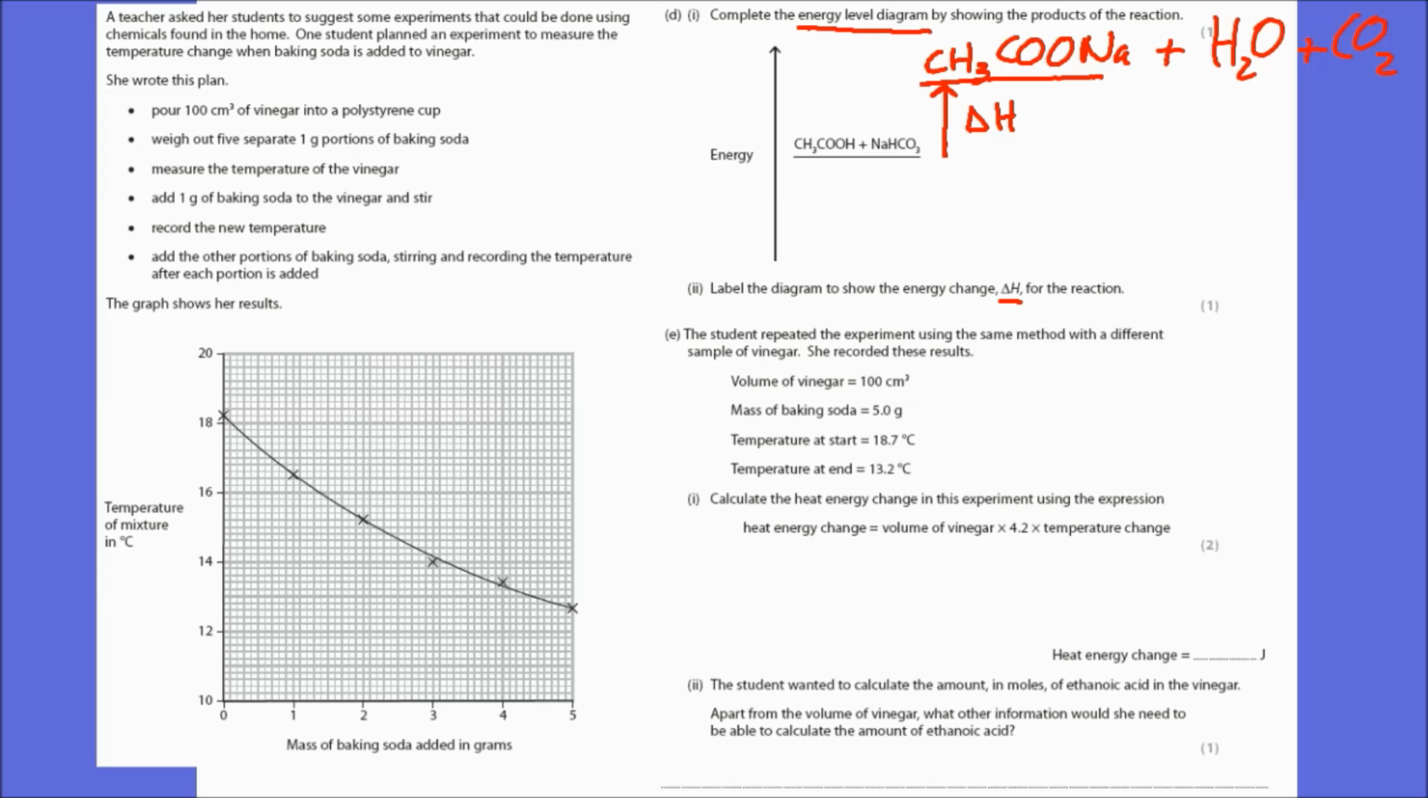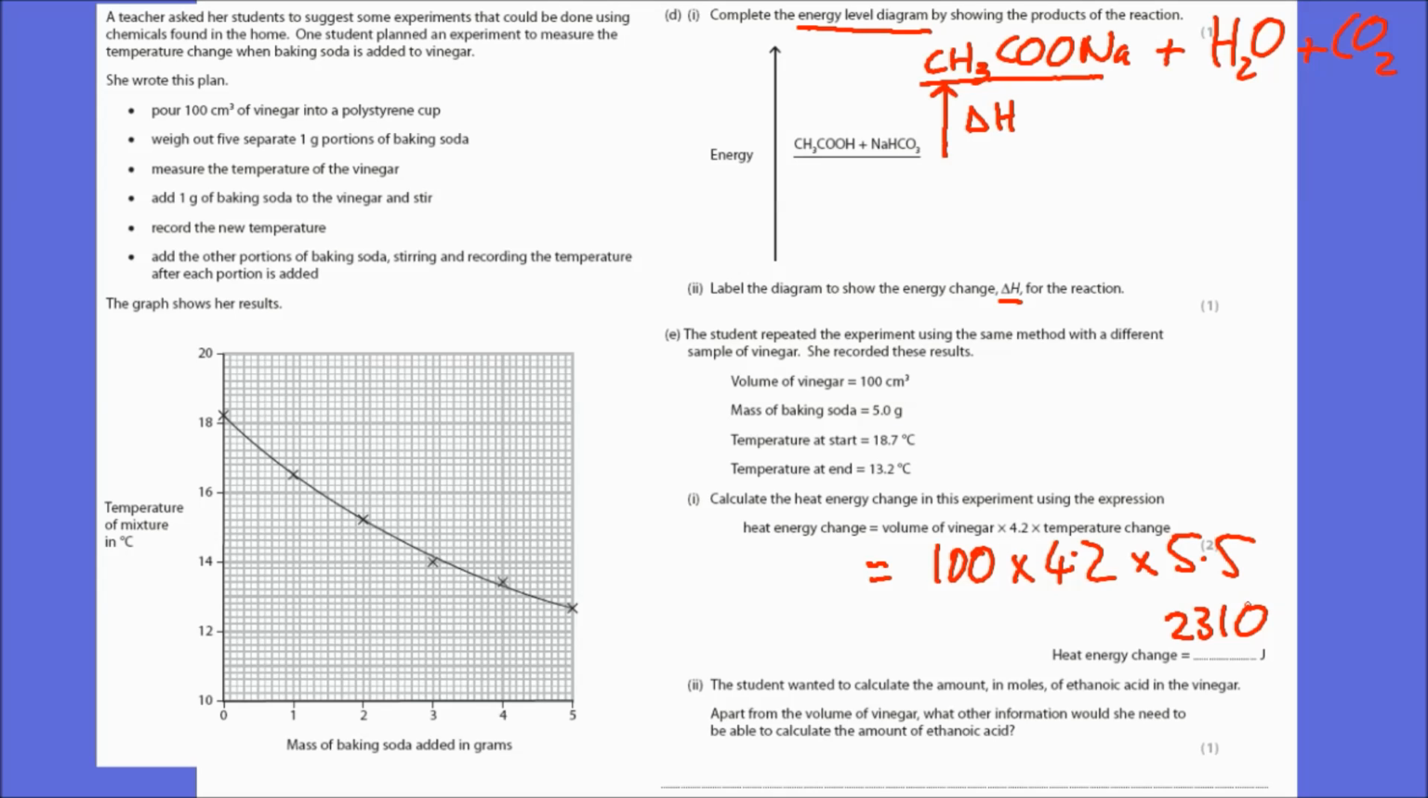Now, E part 1 is a slightly harsh question. Strictly speaking, this equation isn't actually on the syllabus, but as they've given you the equation and they've given you all this data, really it's about plugging numbers in. You can read that the volume of vinegar used is 100. They've told you to use 4.2, and then you have to work out the temperature change, which is the difference between 18.7 and 13.2. If you work that out, the difference is 5.5. So the heat energy change, if you work that out on your calculator, comes to 2,310 joules.